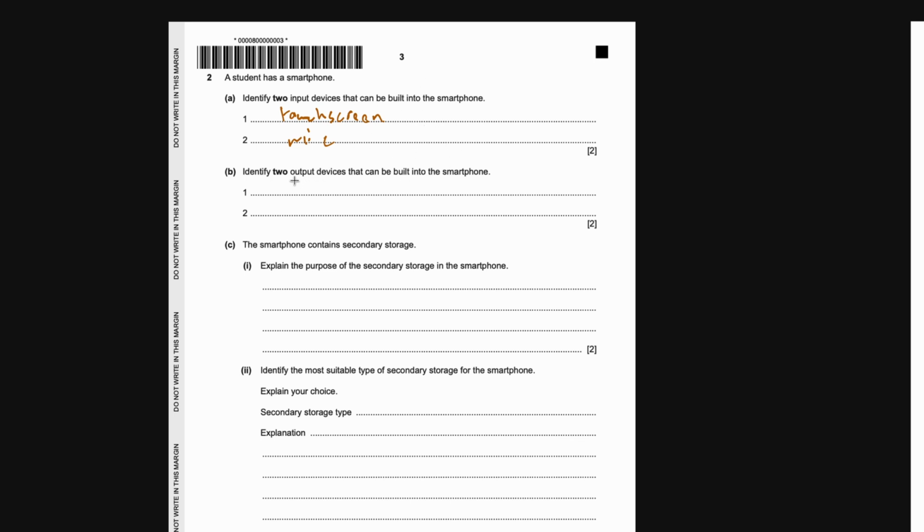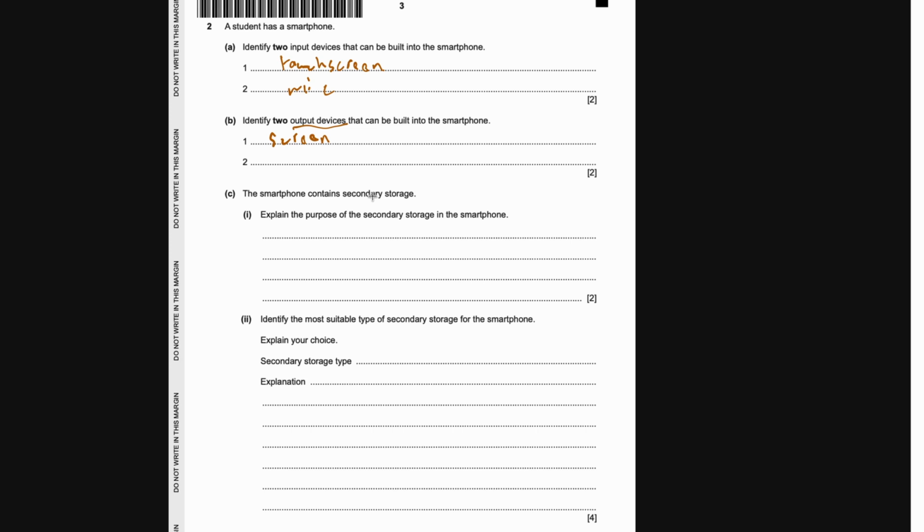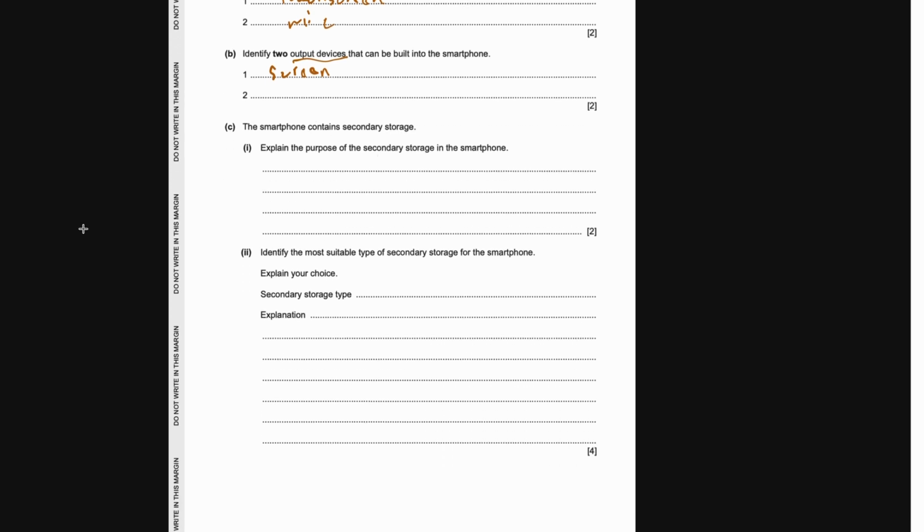Now, 2 output devices for smartphones are, for example, also a screen. A touch screen is both an input and an output device, right? Speakers, right? This kind of stuff is some output devices. For example, actuators sometimes. Okay, so part C.